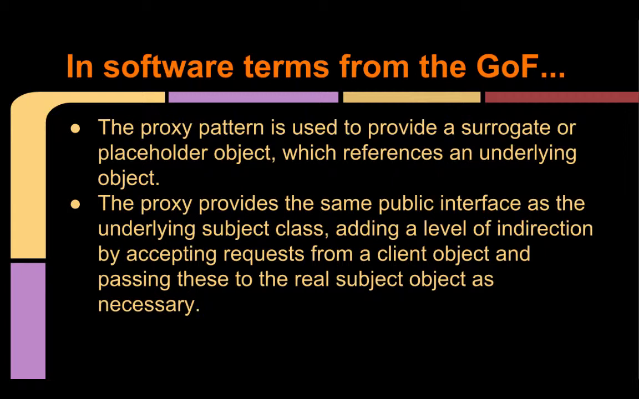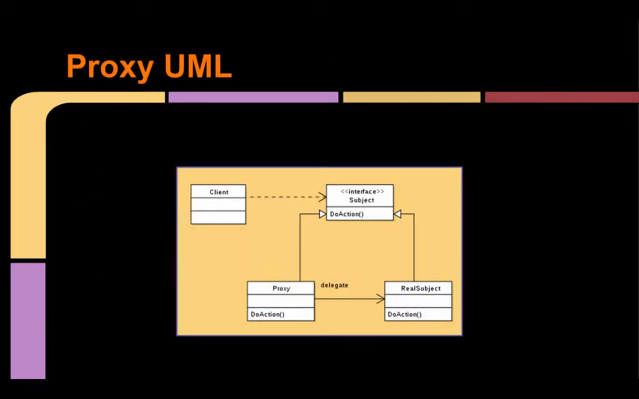But in software engineering, the proxy pattern is used to provide a surrogate or placeholder object which references an underlying object. So it provides the same interface as the underlying subject class, but there's a level of indirection. So instead of calling the subject class, you call the proxy, and then the proxy calls the subject class. And then it passes these back to the client.